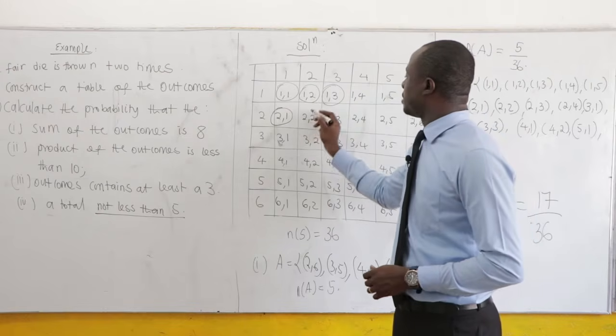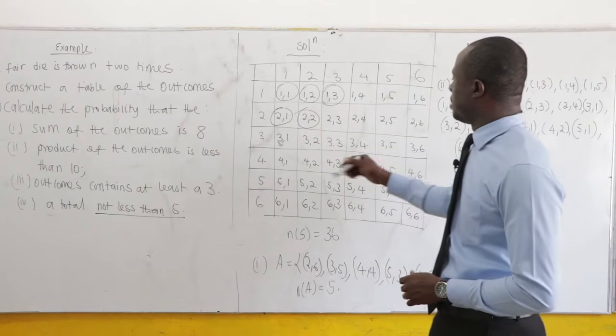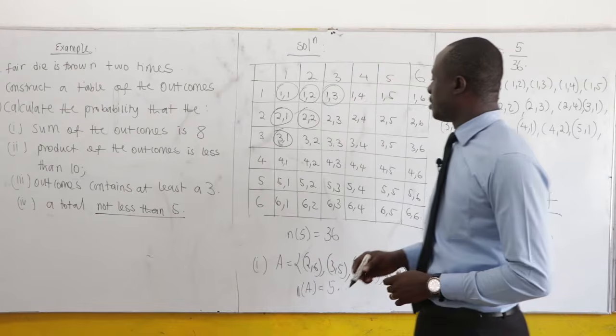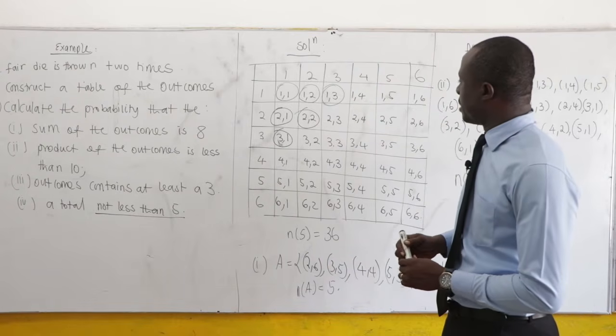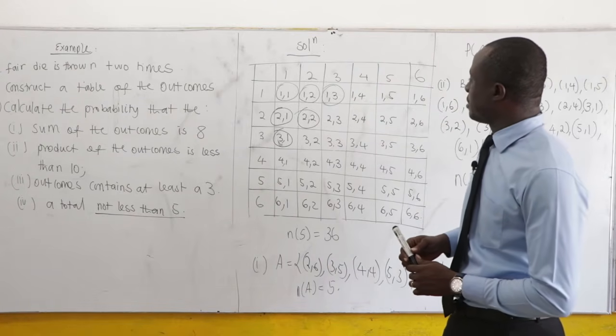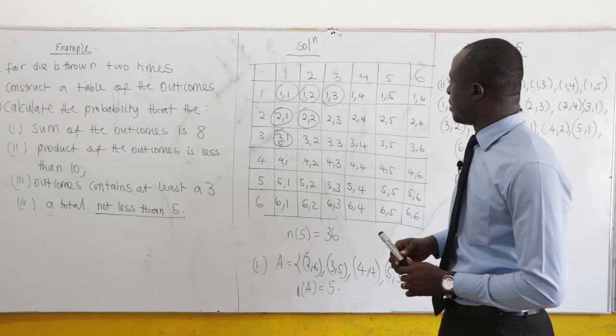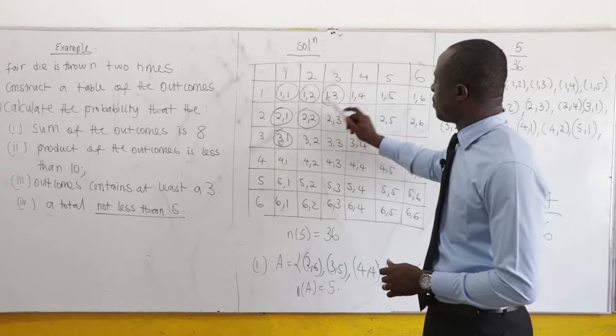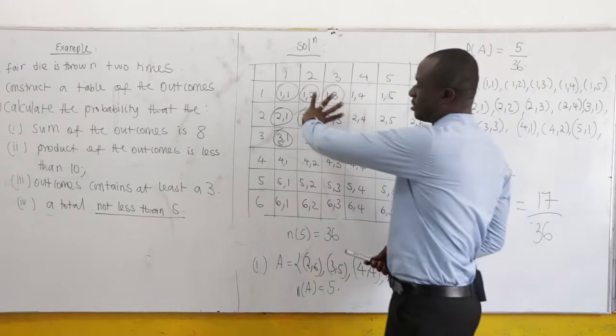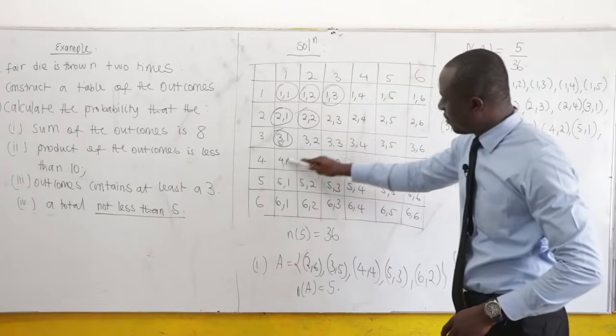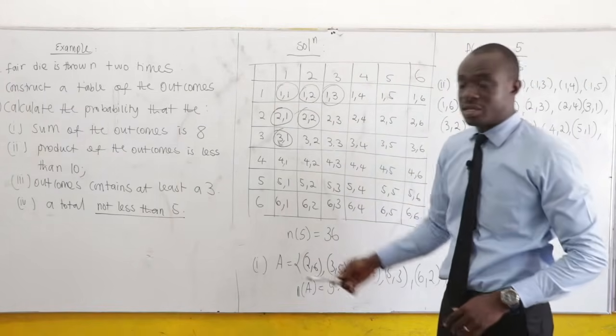Now this one is not part, this one too is not part. And then 3 plus 1 is not part. So let's see how many that we have. We have 1, 2, 3, 4, 5, 6. So 6 are not part. Now all the rest are part.